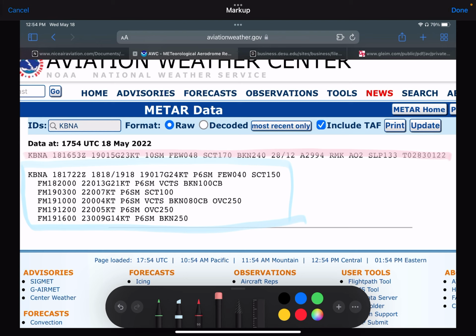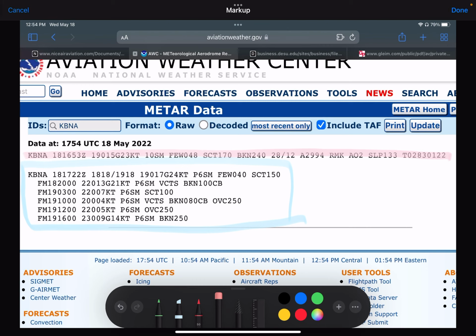The few, scattered and broken are all different levels of cloud coverage. And those altitudes are above ground level. So it's giving us our cloud cover above the ground. And it's only giving us the bottoms of the clouds. We don't have the tops. They don't have a way of giving those to us, but we can look at pilot reports to see if any pilots have reported tops of clouds, which can be really helpful for us.